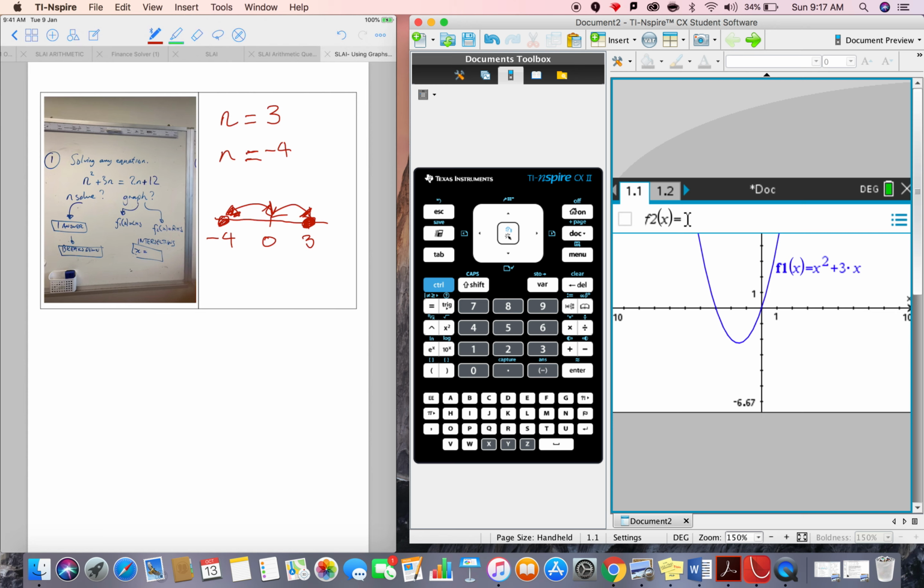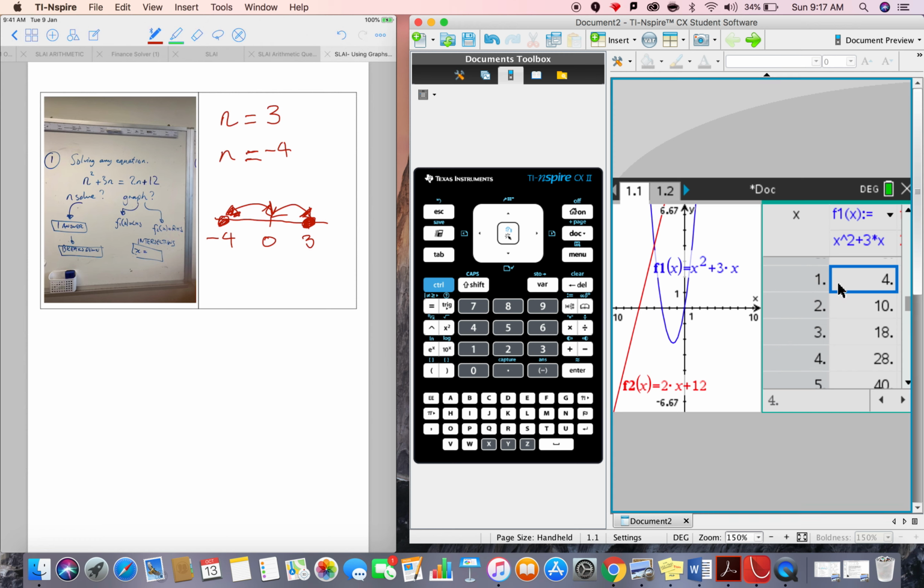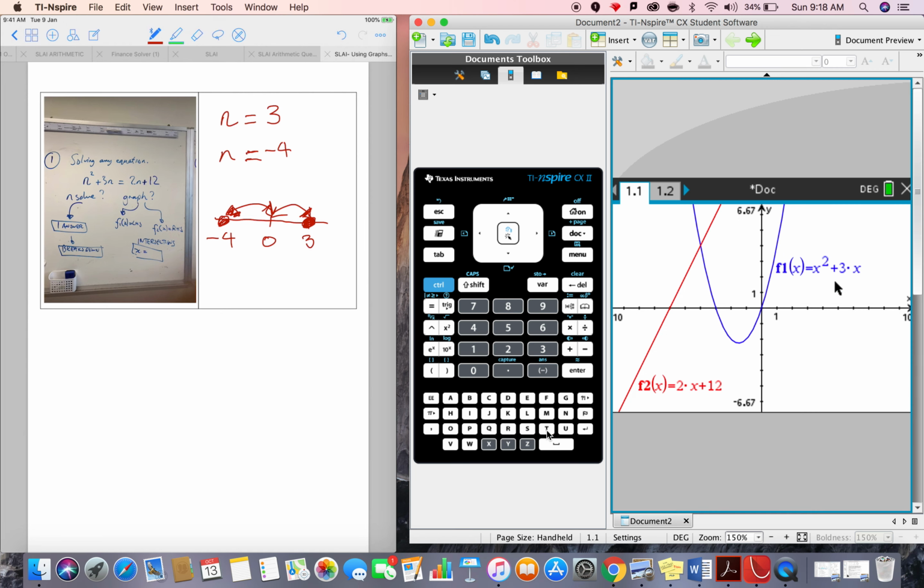And then we do the right hand side, which is 2x plus 12, and we're basically finding out the x coordinates where the two graphs intersect. Now you might not be able to see where they intersect, but a nice little control T for the table of values gives you an idea. Can you see the x value is 1, 2, 3, and then the blue is the y values for the x squared plus 3x, and the red are the y values for the 2x plus 12. Okay, so we can just control T that off again, and then we can actually zoom and change things.